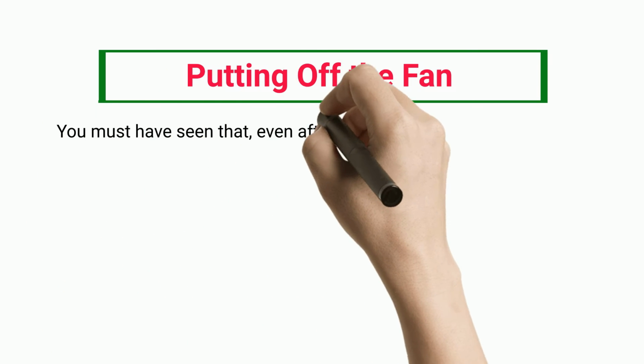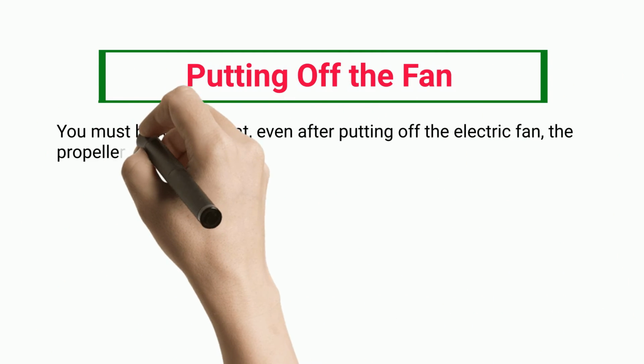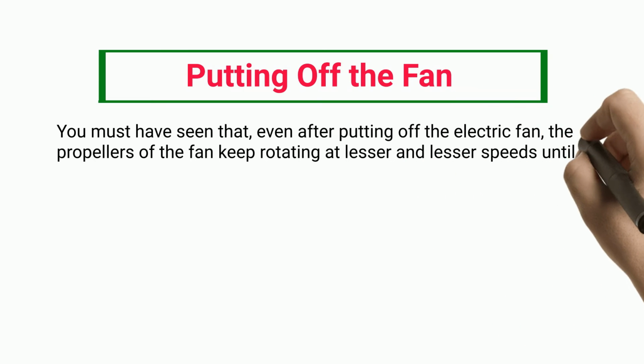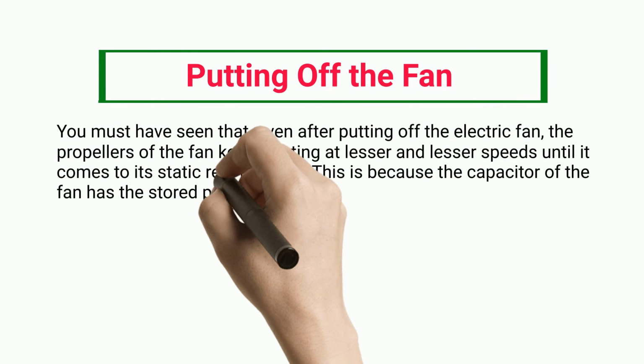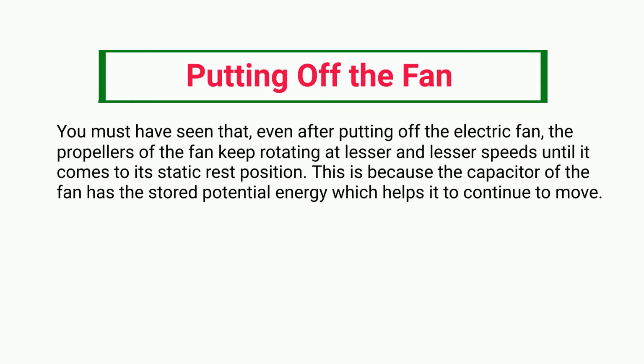Putting off the fan. You must have seen that, even after putting off the electric fan, the propellers of the fan keep rotating at lesser and lesser speeds until it comes to its static rest position. This is because the capacitor of the fan has the stored potential energy which helps it to continue to move.